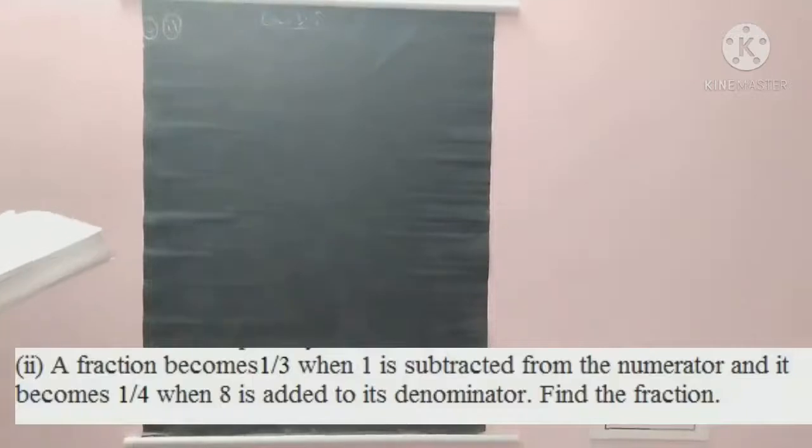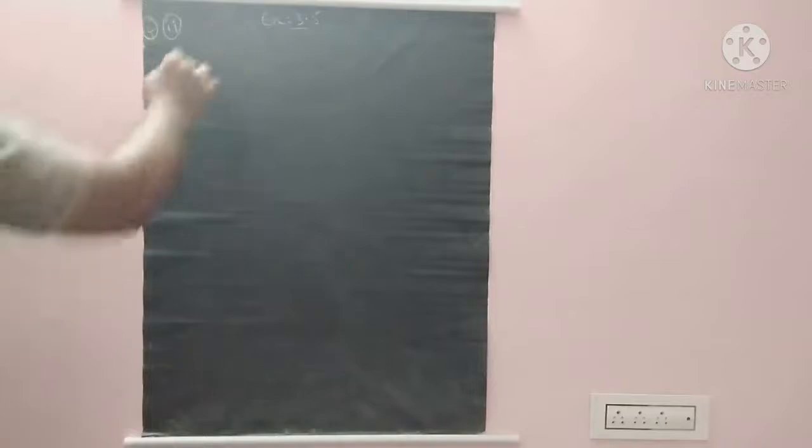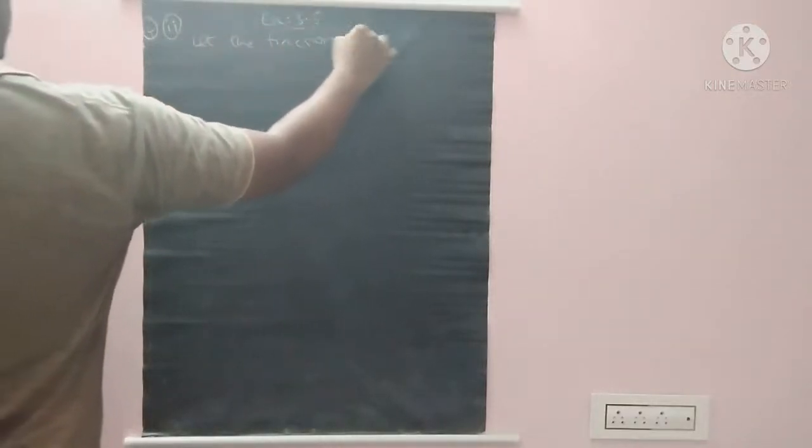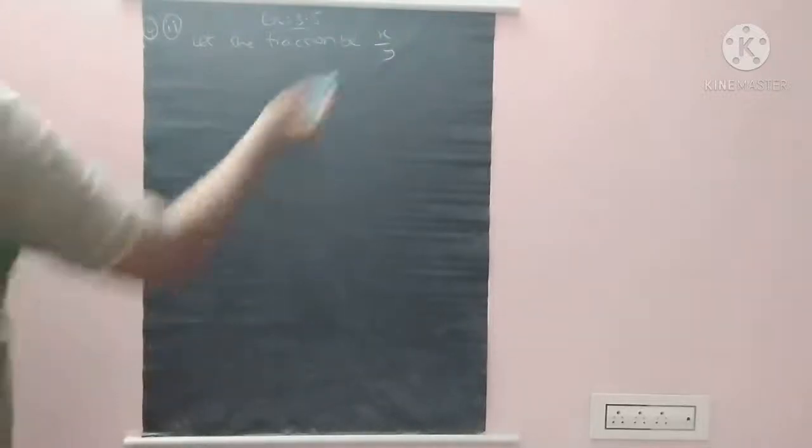Next problem, also already we have discussed. A fraction becomes 1 by 3 when 1 is subtracted from the numerator, and it becomes 1 by 4 when 8 is added to its denominator. Find the fraction. This type of problem we have seen in the previous exercise also. Earlier I said they have given it for practice in a particular method here, but in the exam you can choose any method. So let the fraction be x by y, where x is the numerator and y is the denominator.